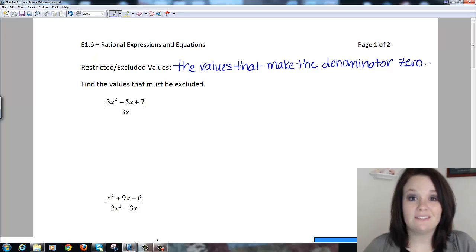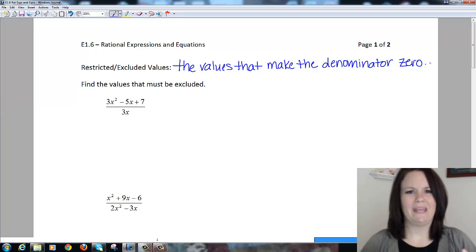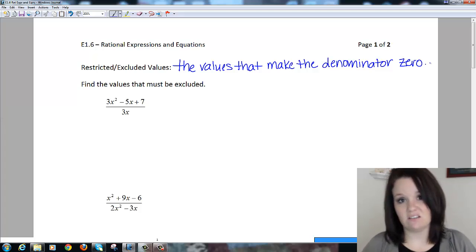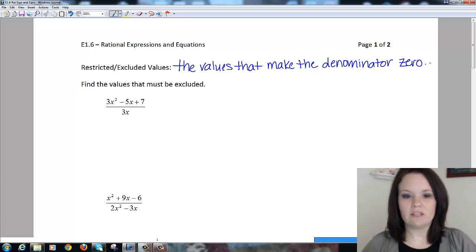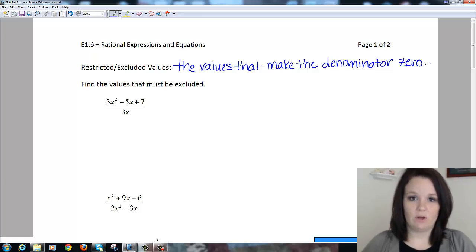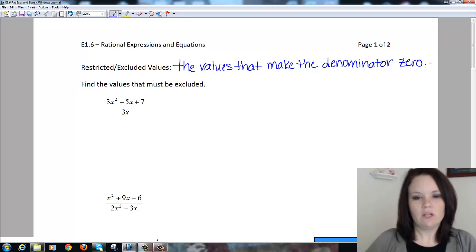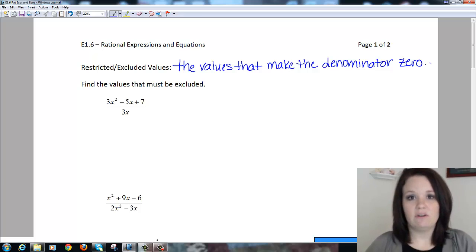The values that make the denominator 0. We don't want a 0 in the denominator because we can't divide by 0. It's undefined. So that's the one time we have issues. So when we're solving these, we have to figure out what values would make the denominator 0 and then throw them out of our possible solutions. Okay? So we're going to go ahead and look at finding the excluded values here.